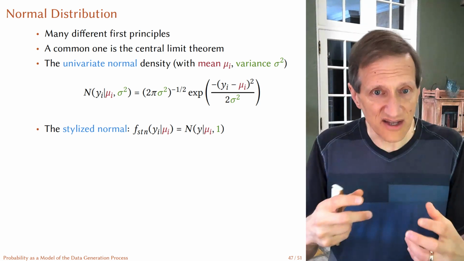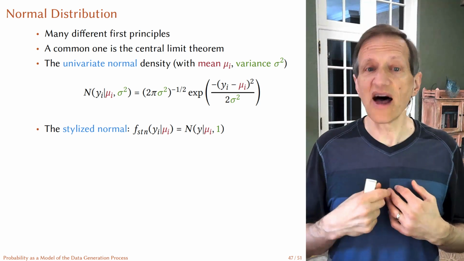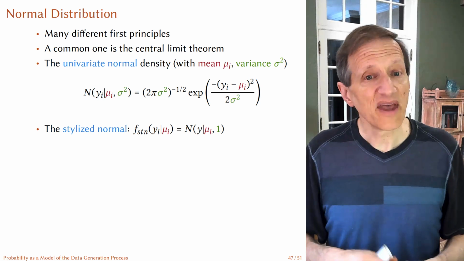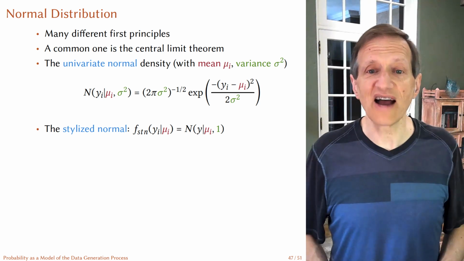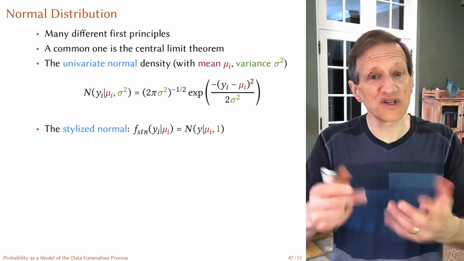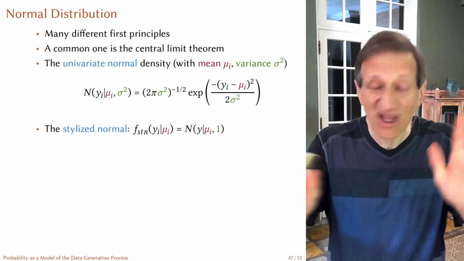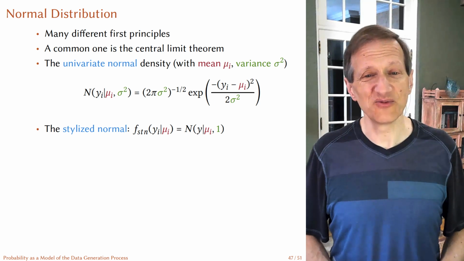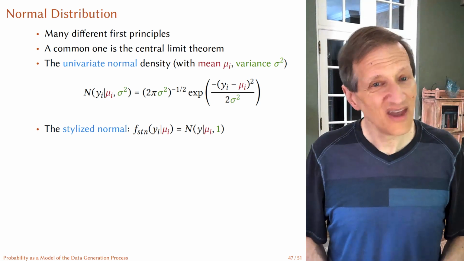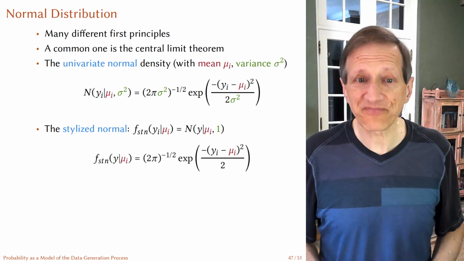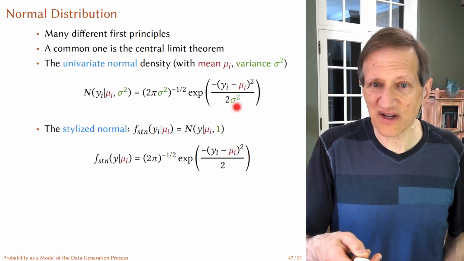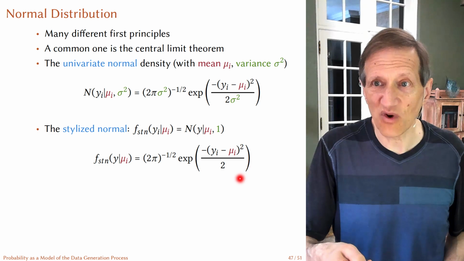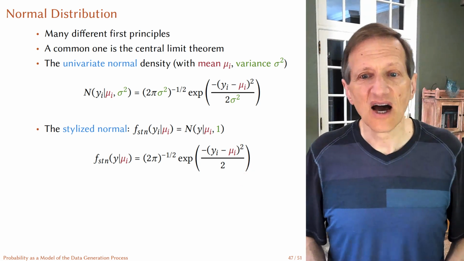I'm going to build on this. We're going to use this a lot. And so for simplicity, I'm going to define the stylized normal, which is just the normal with sigma squared set to 1. That way we only have to worry about one parameter instead of two. We'll use that, and that's what it looks like. It's the same thing as the equation up here, except sigma squared is set to 1, so we have a 1 over there. That's it.